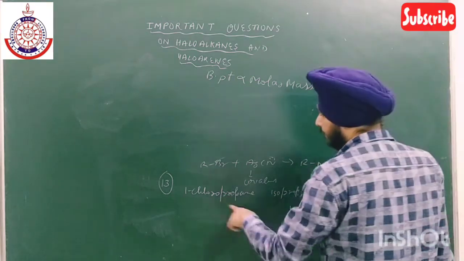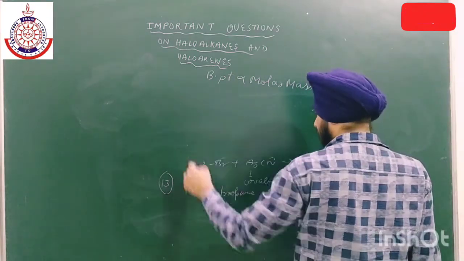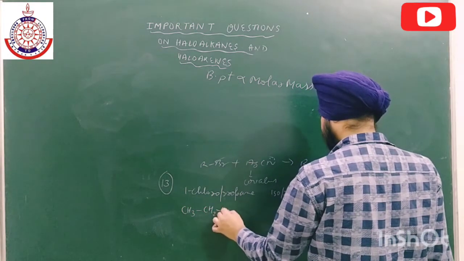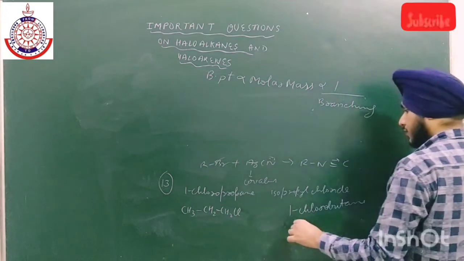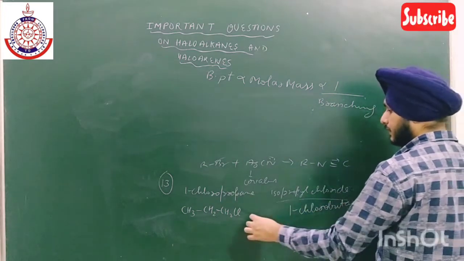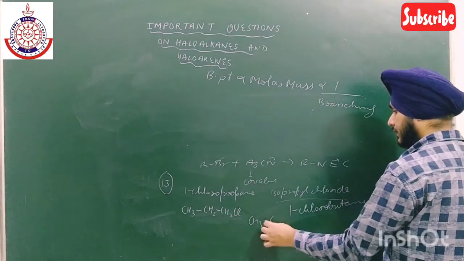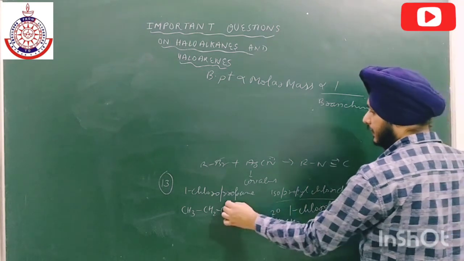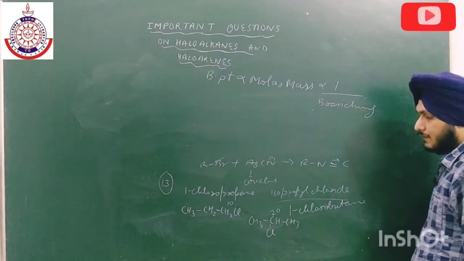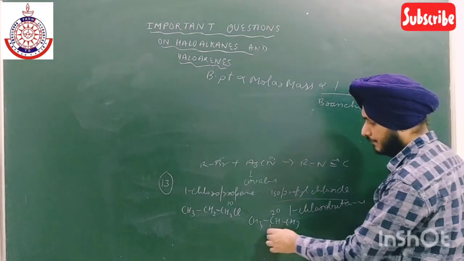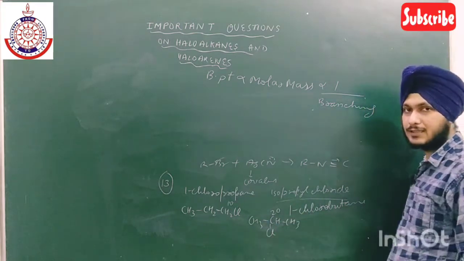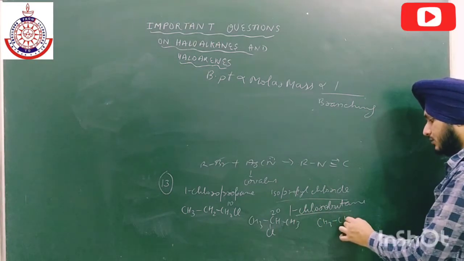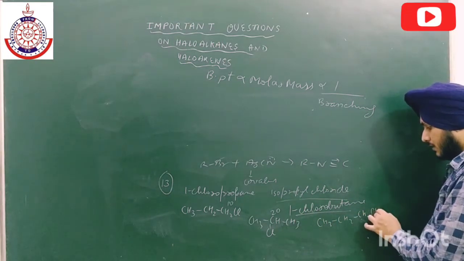So here we have 1-chloropropane, the structure is like this, and isopropyl chloride, the structure is CH3 CCl H CH3. This is 2 degree, this is 1 degree. Here we have a branch. This Cl is attached to 2 degree carbon, and this is CH3 CH2 CH2 CH2 Cl.